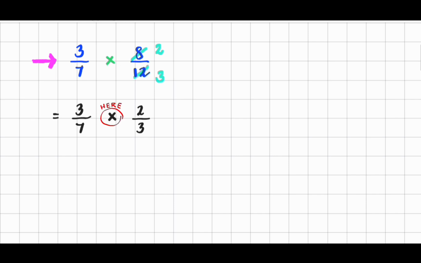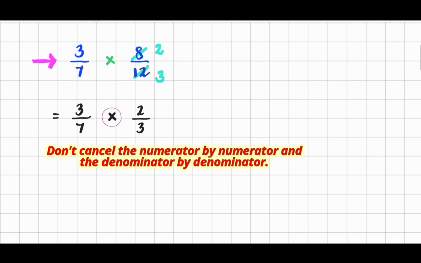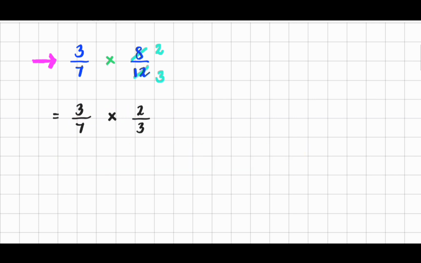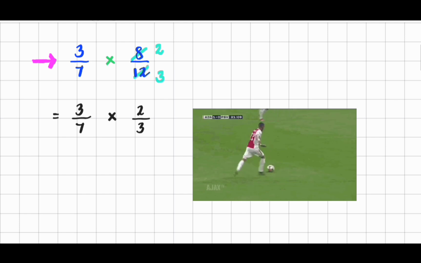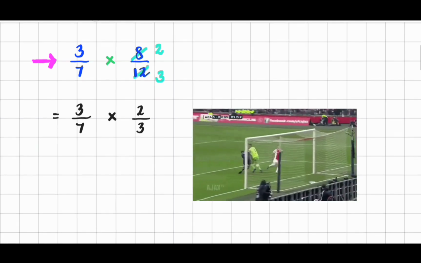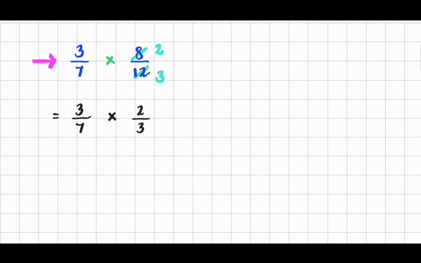Whenever a multiplication sign is between two rational numbers, it means you have a license. You can go and cancel from one rational number's numerator to the other rational number's denominator. And don't cancel the numerator by numerator and the denominator by denominator. To avoid making mistakes while doing this step, imagine we are playing a football match where none of us wants to play against our own teammates and score own goals, right? In the same way, don't cancel the numerator by numerator and the denominator by denominator.